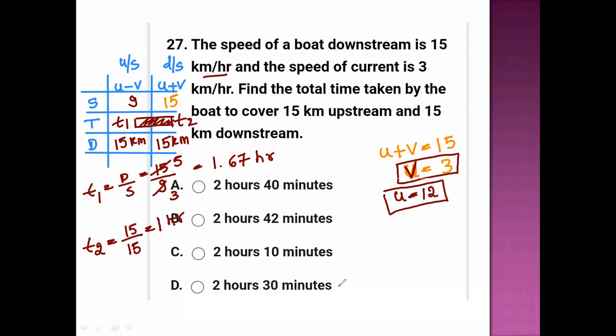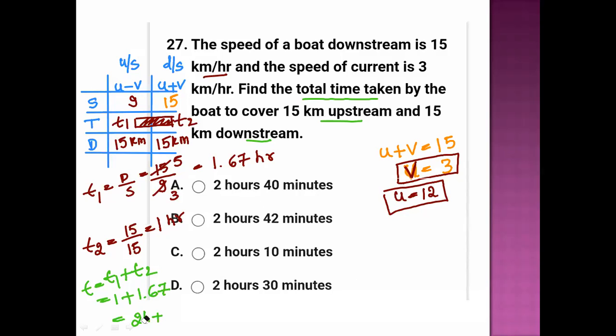In the problem they have asked what is the total time taken to cover both 15 kilometers upstream as well as 15 kilometers downstream. So he is asking total time is equal to T1 plus T2, is it not? Which is equal to 1 hour plus 1.67 hours, which is equal to 2 hours plus, because we can write it.